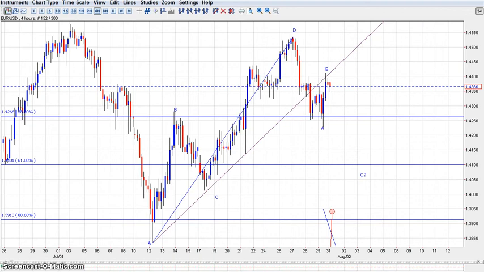And the currency pair I'm looking at this week is the euro dollar. This will literally be a continuation of my trade from last week. So the bias is still to the downside.